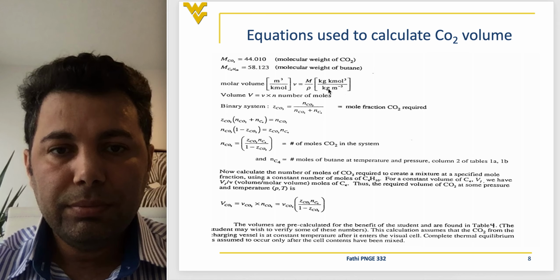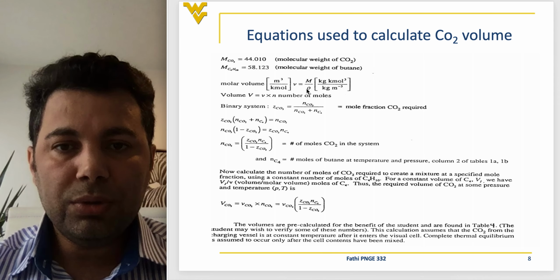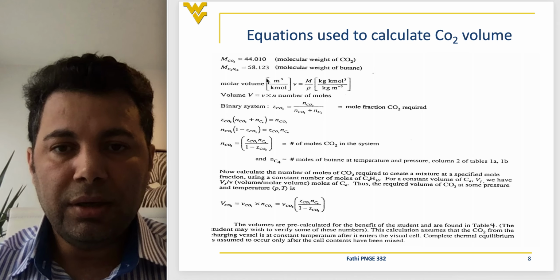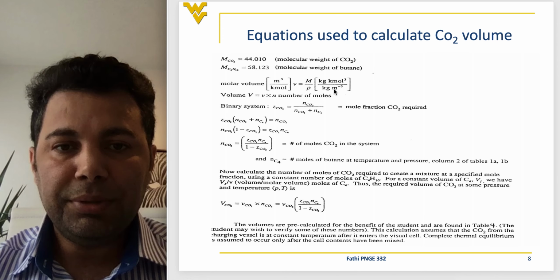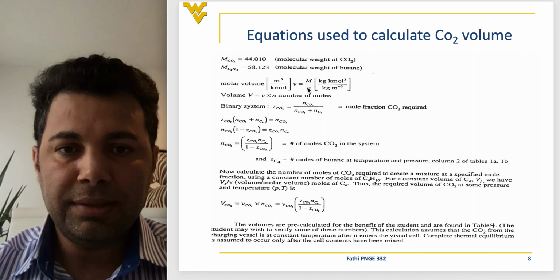It's based on kilogram per kilomole. And then the density is also given. So the density of the CO2, we need to find that. The density is also reported in kilogram per meter cube. So the molecular weight, I know that's 44.010. So I have that. I need to find the density of the CO2.